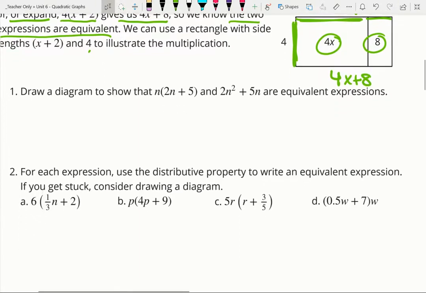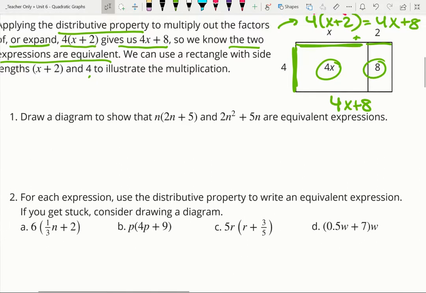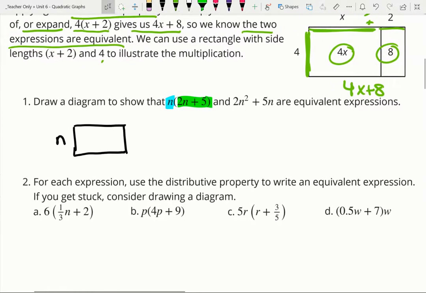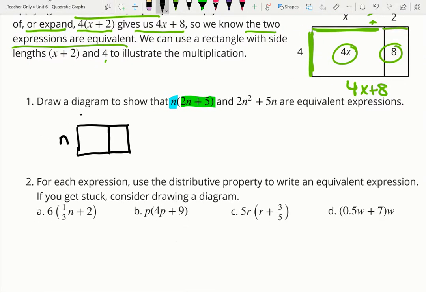So question 1, we're going to do question 1 together, and then question 2 I'm going to let you try on your own. It says, draw a diagram to show that n times 2n plus 5 and 2n squared plus 5n are equivalent expressions. So once again, I'm going to think about my diagram here. I'm going to make this diagram look a little bit different. I'm going to put n over here on the side. And to represent my 2n plus 5, I'm going to do 2n, and then a 5 over here, right? That would be 2n plus 5.